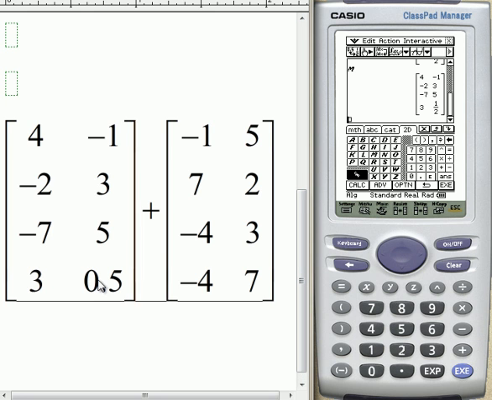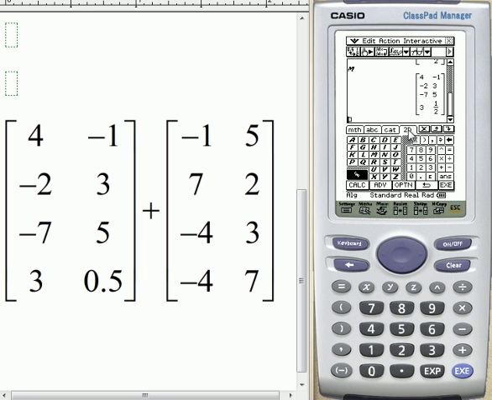If we look at this problem down here, we have a 4x2 matrix being added to a 4x2 matrix. So that works. Now that first one there is already up on my screen, which I input in the previous video, and I'm going to put in this second one here now. So again, I'm in 2D, I go to calc, I put in a 4x2 matrix, and let me put in my numbers.